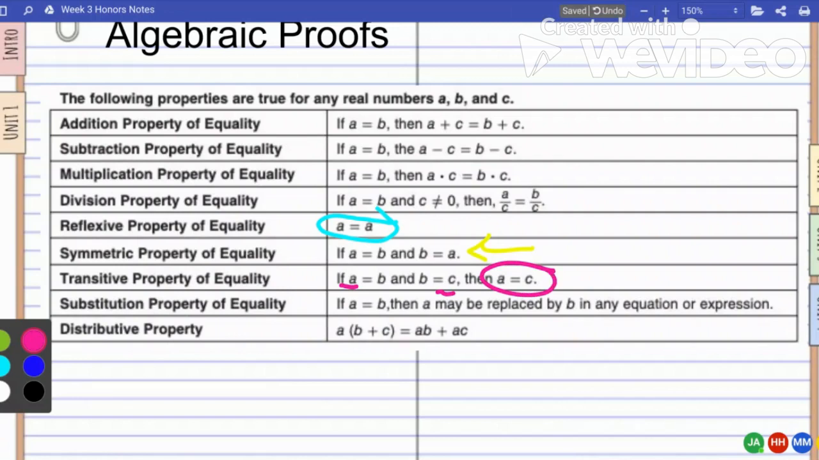Substitution, remember every time we figure out what X is, we always substitute that number back in, so we replace it into our equation. And then distributive property, you know, when you have that number sitting outside your parentheses, you have to distribute it in.